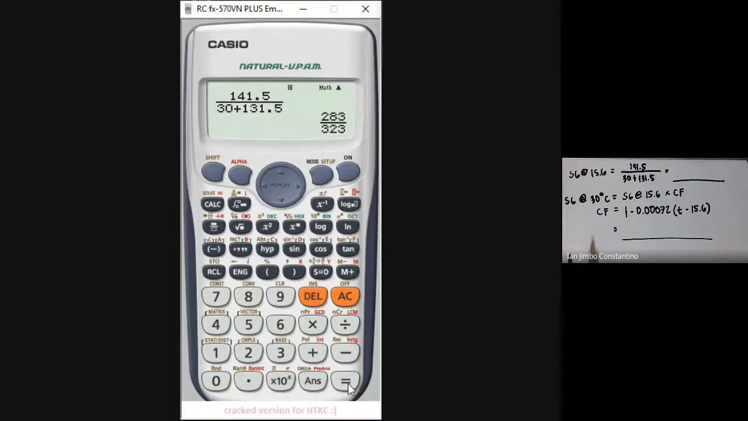So, the answer will be 0.87616. So we will store this again, the value at alphabet A, and then we will proceed with solving the value of your SG at 30 degrees Celsius.